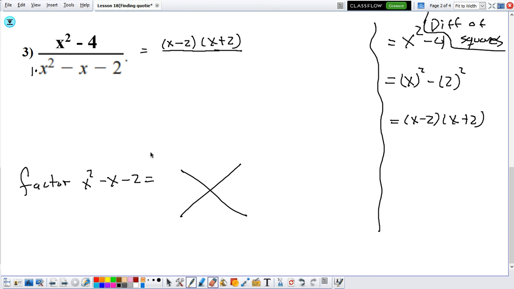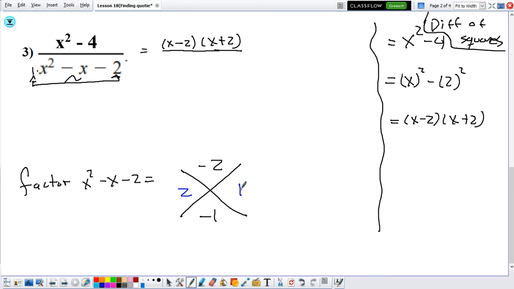So now, little refresher. How does the x method work? You're going to look at the number on top, and that number is decided by the multiplication of the first and the last. So 1 times negative 2, that's negative 2. And then on the bottom, we're going to put the number in the middle, which is negative 1. Now we're going to see if I can find two numbers that if I multiply them, gets me negative 2, and if I add them up, it gets me negative 1.